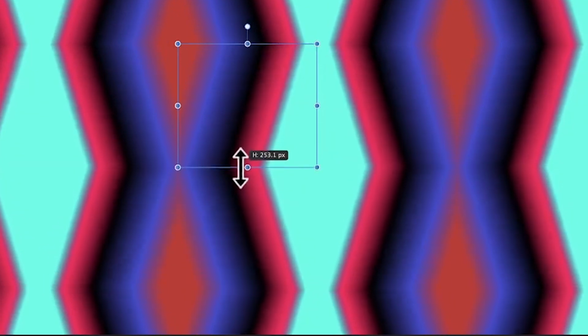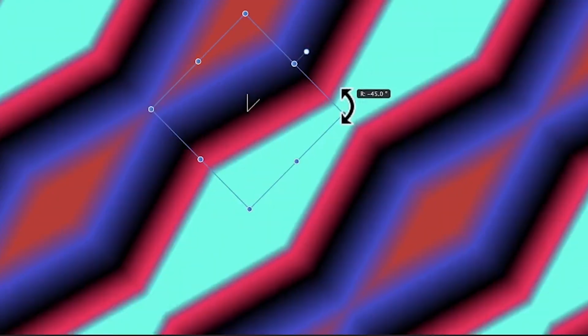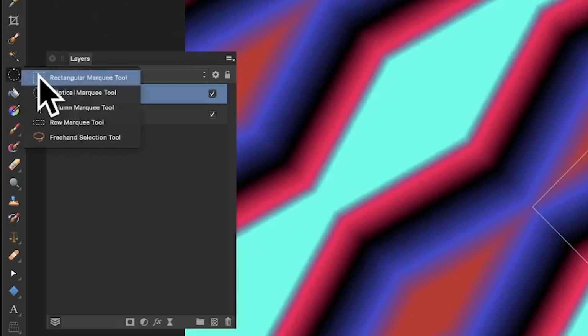Also, what you can do is make it more square-like. Also, you can rotate it so it becomes more like a diamond design. And this is the bounding box, because what I'm going to do now is use a selection. So I'm just going to go here to the elliptical marquee tool. You could use any of the others as well, of course.